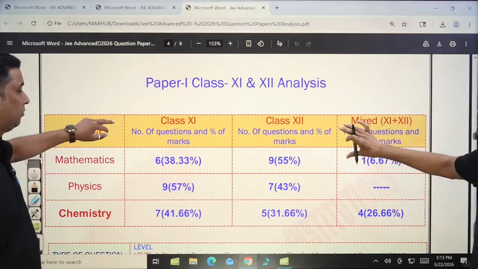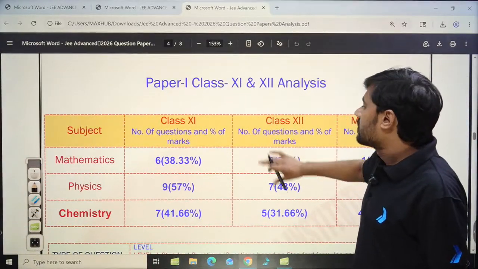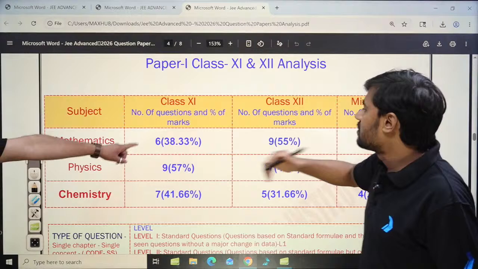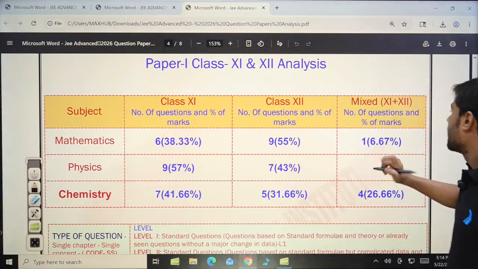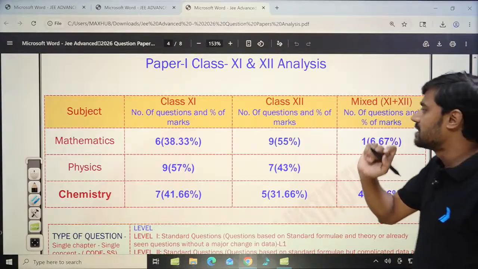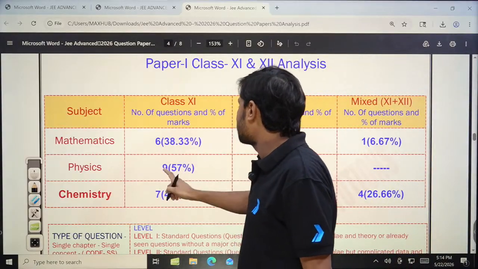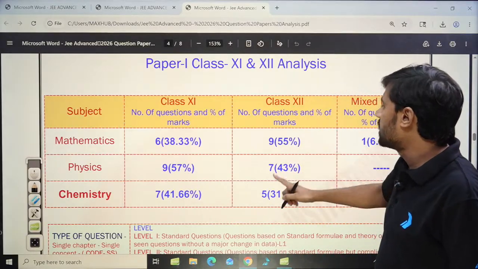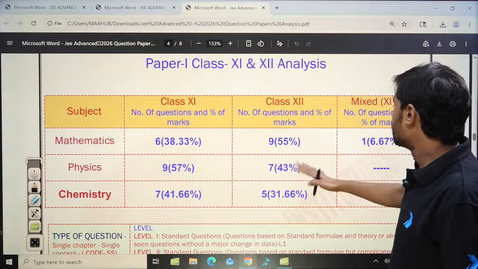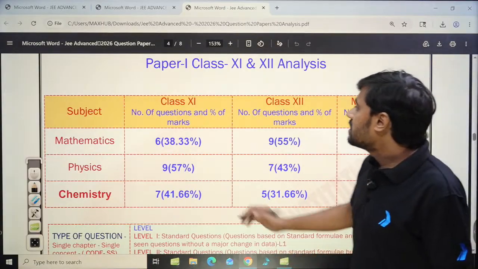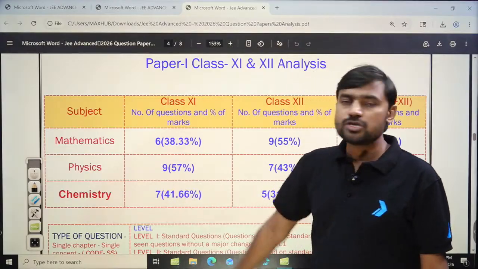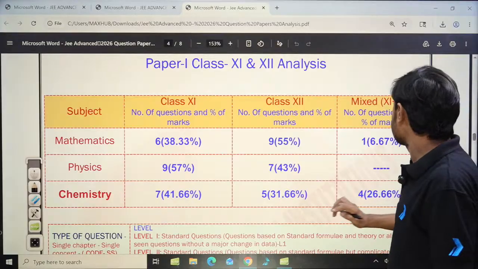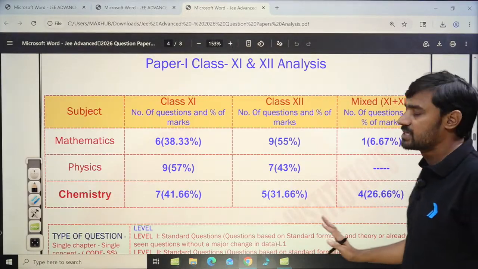This is a good analysis. Paper 1 content in mathematics: 6 questions from 11th, 9 from 12th, and 1 mixed question from the 11th and 12th. Physics content from 11th has 9 questions, approximately 57%, and from class 12, 7 questions, 43%. Chemistry class 11 contains 7 questions, approximately 41%, class 12 has 5 questions, approximately 31%, and mixed was 4 questions.